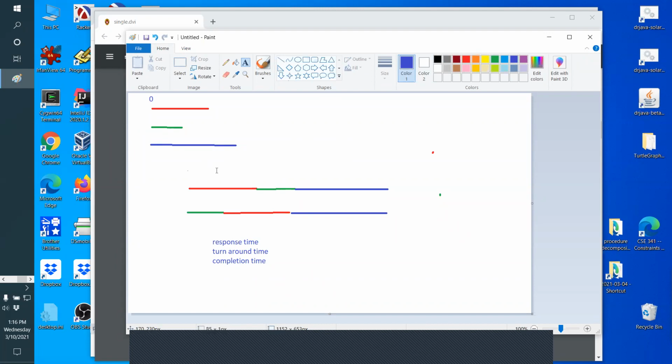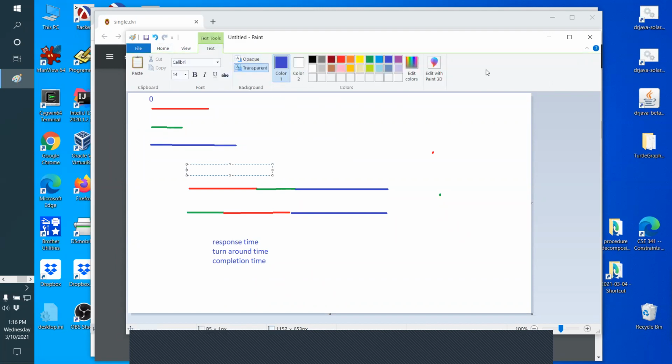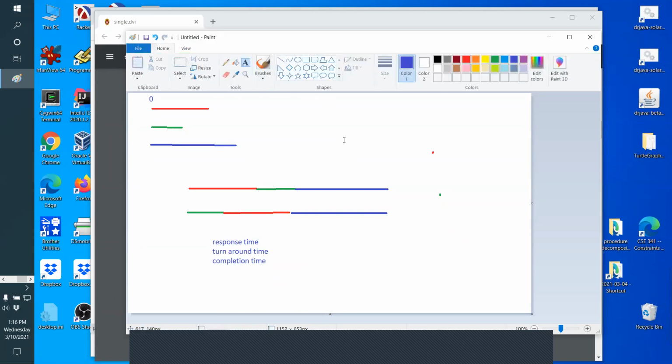For example, the worst thing to do would be to do the blue one first, followed by the red one, and then do the green one last. That would actually be about the worst thing you could do because you'd make about everybody as unhappy as possible.